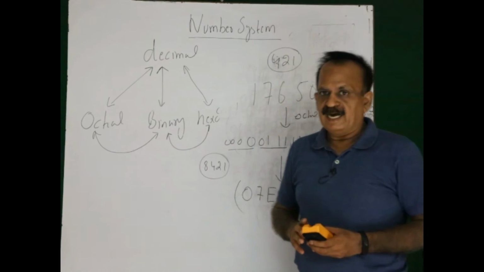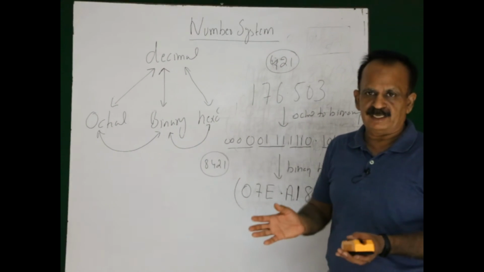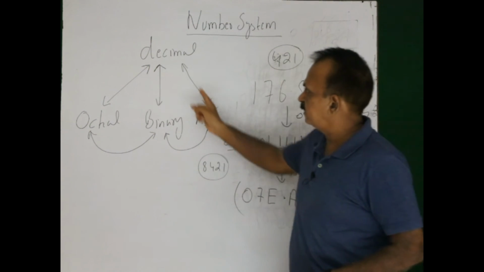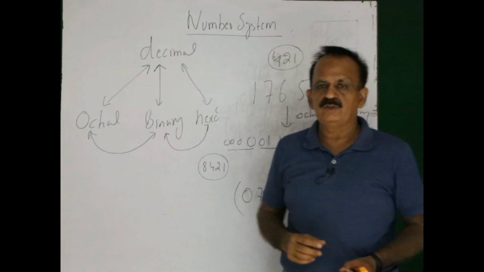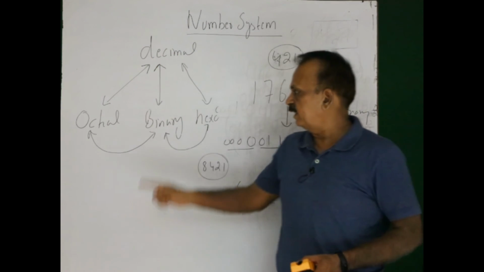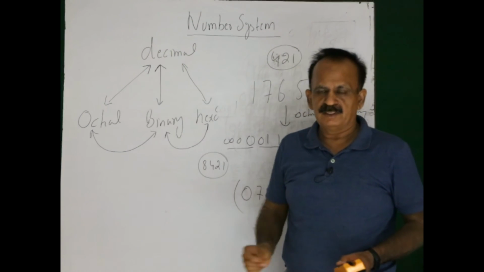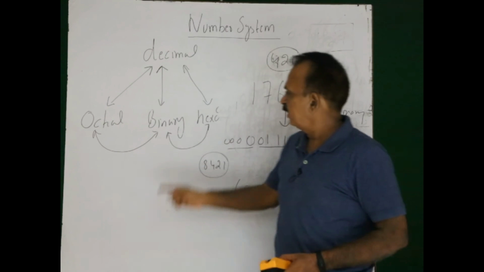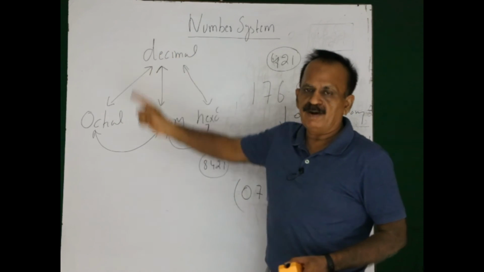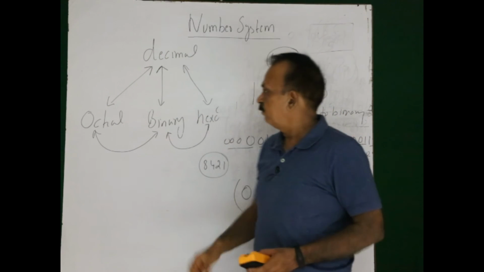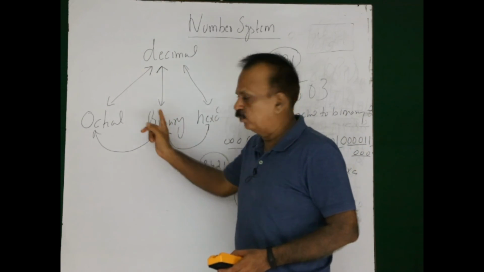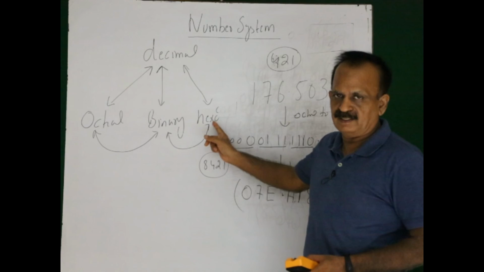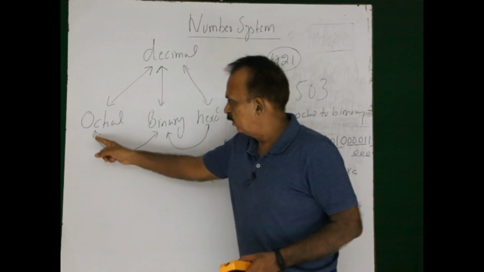So with this I will be summarizing the conversion process. Today I did octal to decimal, binary to decimal, and hexadecimal to decimal. It was done by using the powers of the base. From binary to decimal I used powers of 2, for octal to decimal powers of 8, and from hexadecimal to decimal powers of 16, because the base of the binary number system is 2, the base of the octal number system is 8, and the base of the hexadecimal number system is 16.